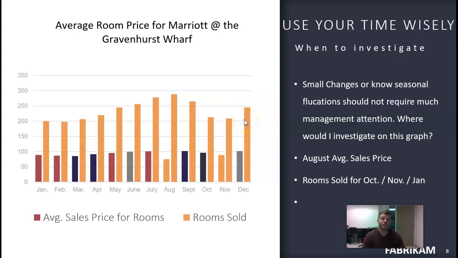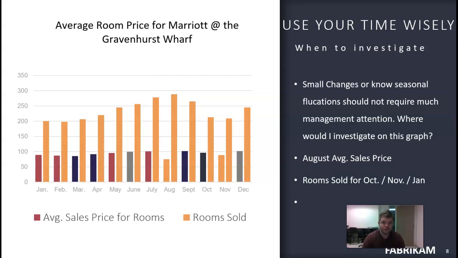So as far as what I would like to take a look at, I've identified two things. One, August average sales price. So what happened in August for me to only get, it looks around like $75 per room, where in July and September, I was getting $100 per room, and I sold the most rooms in August. This should have been my best month. And because I sold the most rooms, but I sold it for the least I did all year, it probably wasn't. So I have to ask myself, what happened there?